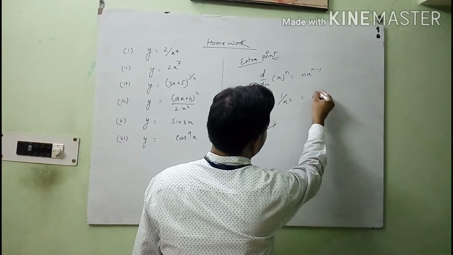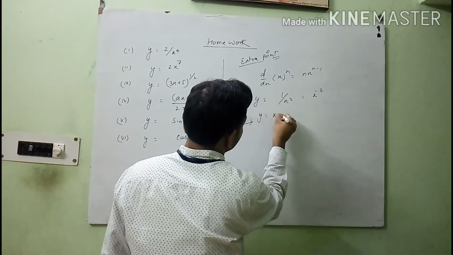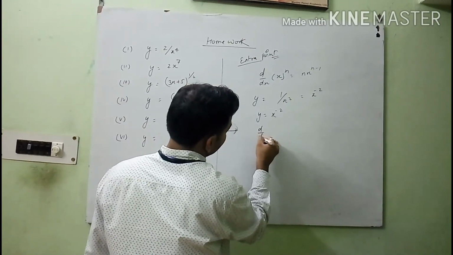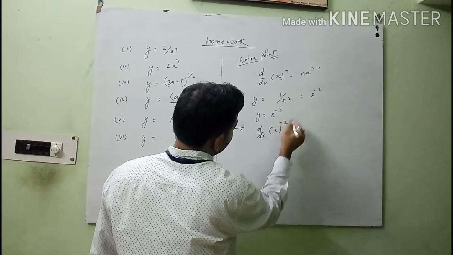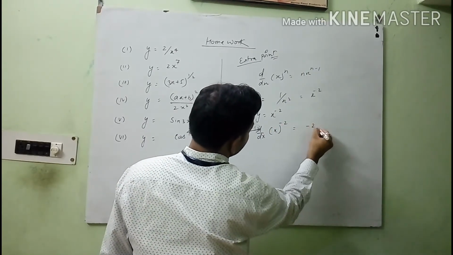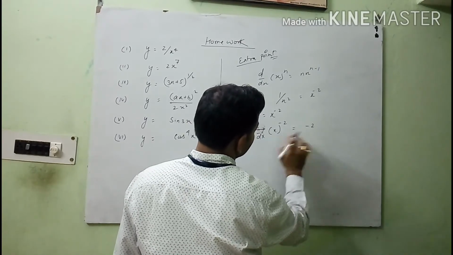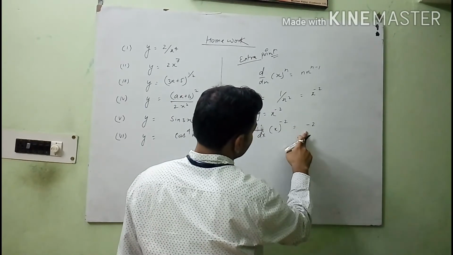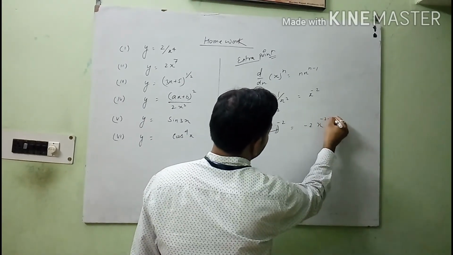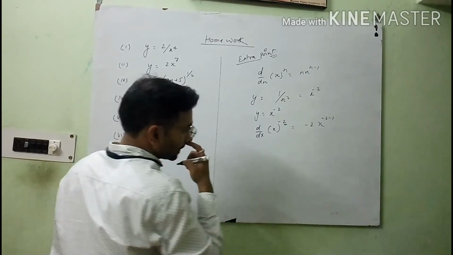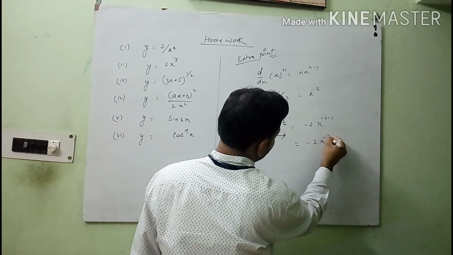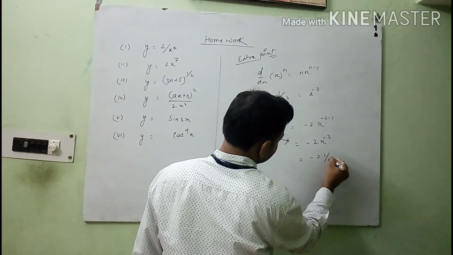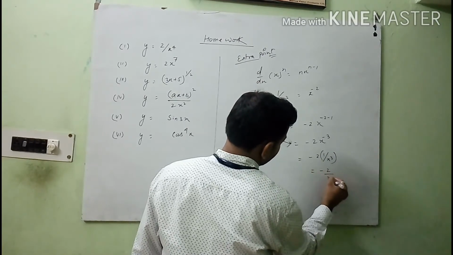You will write here x raised to the power minus 2. Because it is the reciprocal, the inverse form, x raised to the power minus 2, you can solve this in a simple way by using this formula. Minus 2 comes in front, and after that you will solve. See here, minus 2 x raised to the power n minus 1. Here the value of n is negative, no problem. So minus 2 x raised to the power minus 3, which is written as 1 by x cube. So you can write minus 2 over x raised to the power 3.